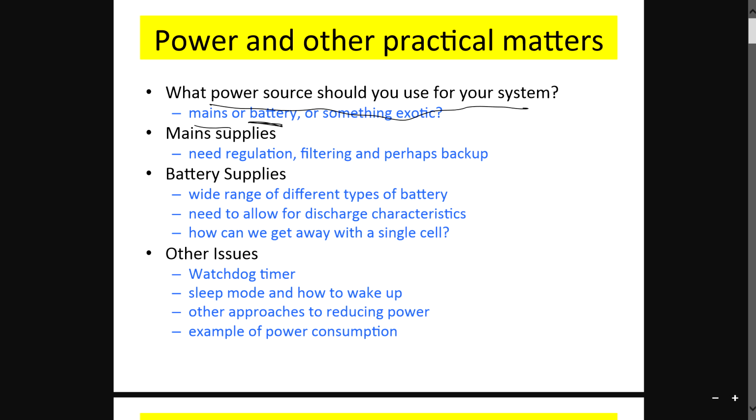So in the next video we'll talk about the mains supply. Then after that we'll talk about the battery supplies. Then I'll talk about the other issues with regards to power supplies and what are things to take note of when you design a circuit in terms of power. Alright, so we're going to break it down into a few portions and talk about it.